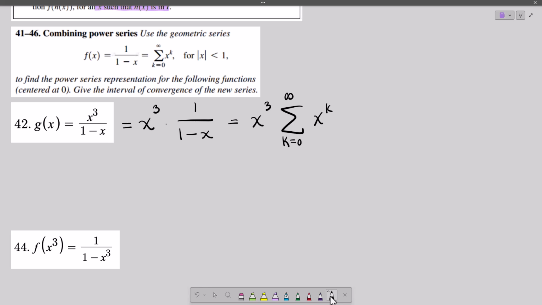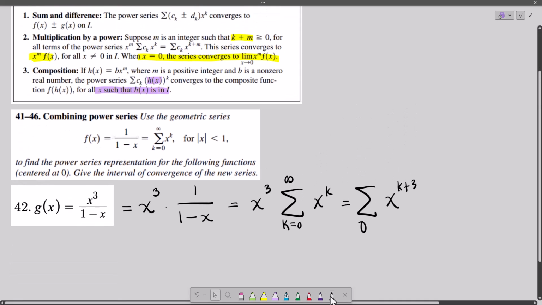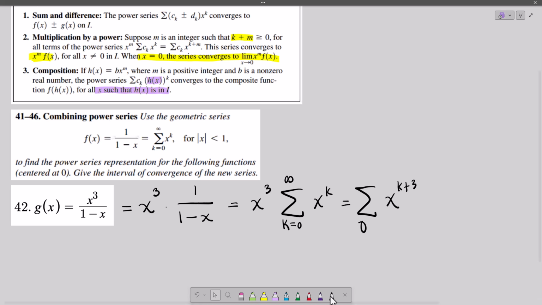We're multiplying by x to the 3, and we kind of do what you think we would do. We pull it to the inside, and we have x to the k plus 3, and this is going to start at 0. There is our new power series. No funny business, because there's no division by x. So this is case 2, and we get that right there. So the interval of convergence is that.